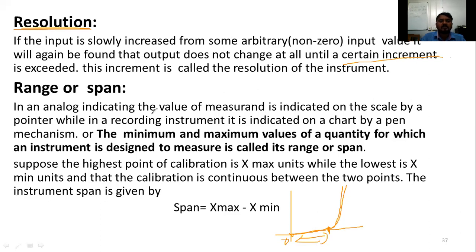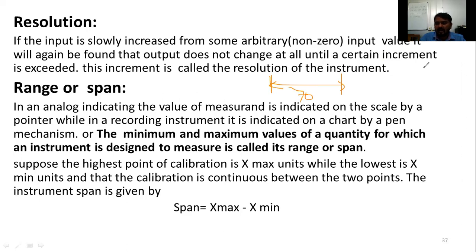Next one, range or span. This is very important. The range is there, span is there. Range or span, both are the same. Anything you give, some range is there. Suppose, what is the difference between Solapur and Pandharpur? Around 70 kilometers, no? The range is 70 kilometers.